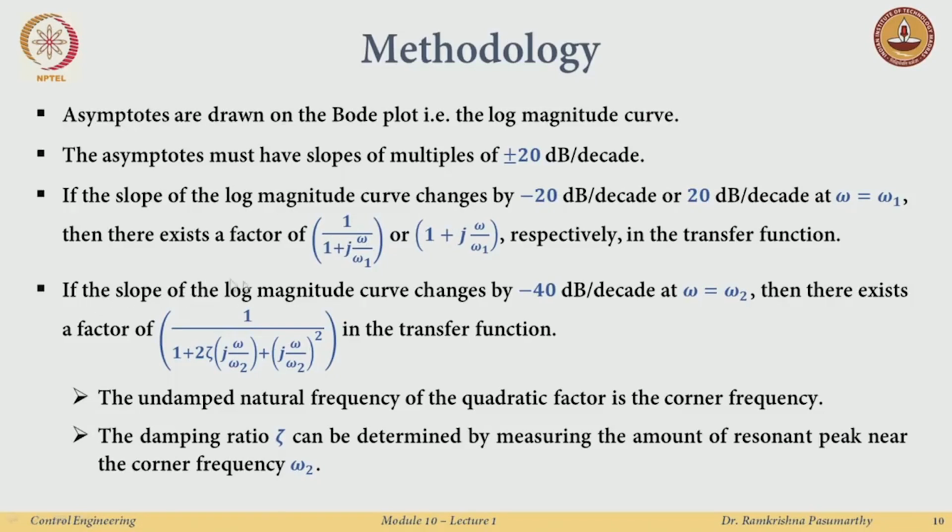And similarly, if the magnitude changes by minus 40 decibels per decade, then there exists a factor something like this. These are complex conjugate poles, and similarly for plus 40 it would be complex conjugate zeros. The undamped natural frequency here is the corner frequency, and the damping ratio can be found by measuring the amount of resonant peak near omega n. We had plotted the Bode for different values of zeta at the corner frequencies, so based on those observations I could get an estimate of the damping ratio.